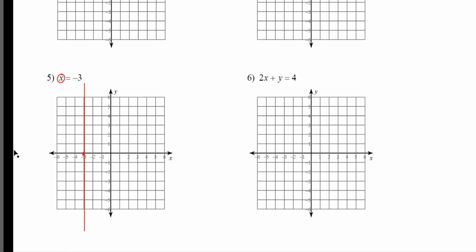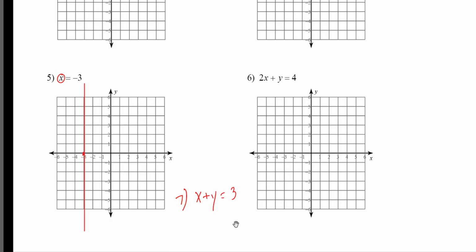Yes, sir. On the first or second worksheet? The second worksheet, number 7. All right, let me take a look at it. Well, you just have to get y by itself. It's x plus y equals 3. So this is number 7. I don't have it on the screen, but I'll write it down: x plus y equals 3.